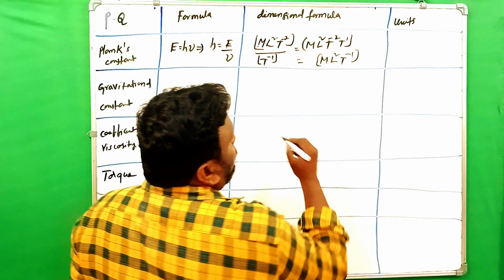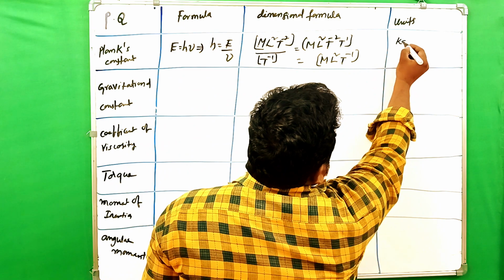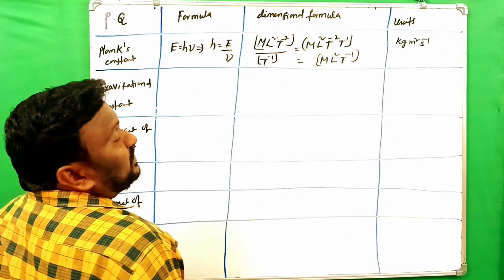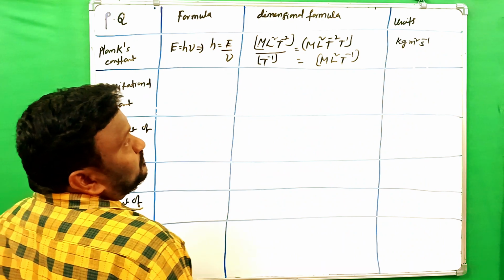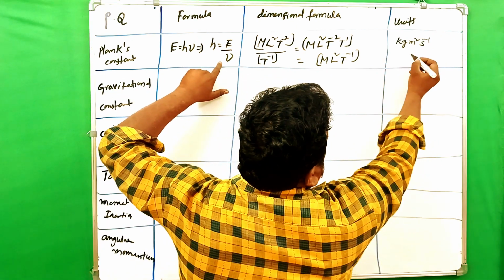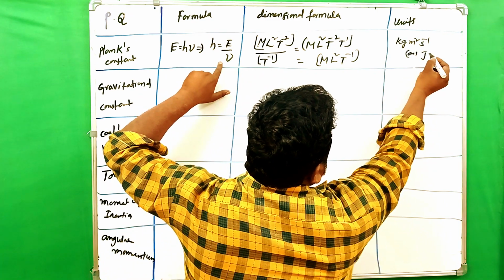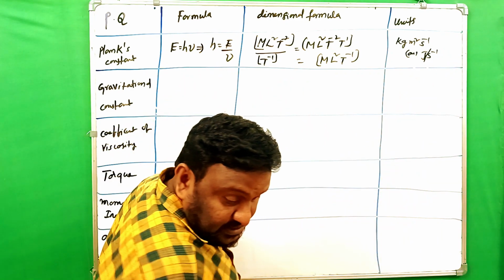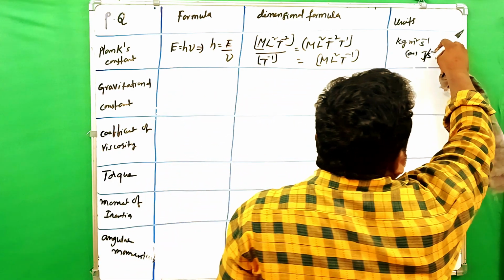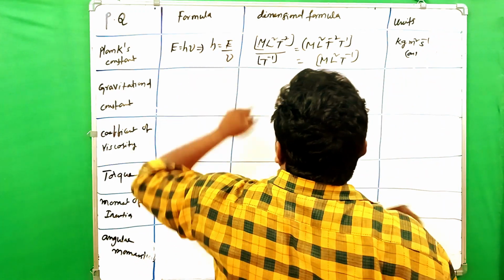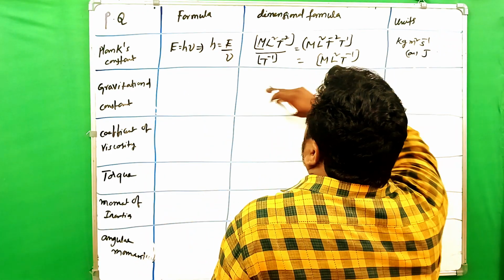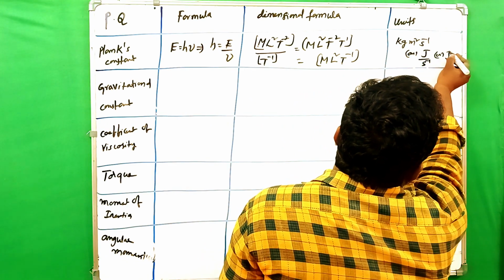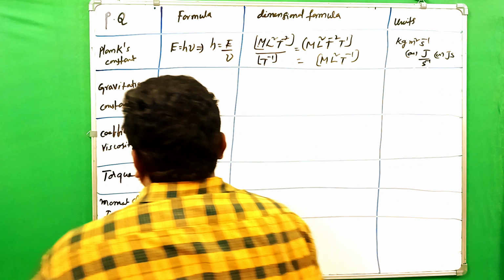Clear? Then the unit is kg meter square second inverse 1. It is also written as joule second. The unit of energy is joule, and nu means frequency, second inverse, so we can write joule second.